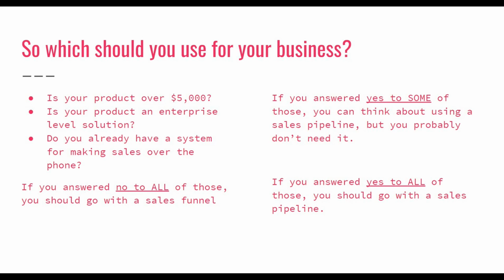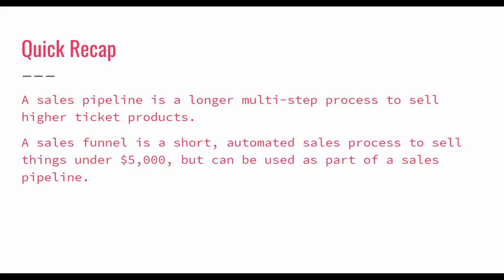Does that make sense? So, quick recap. A sales pipeline is a longer multi-step process to sell higher ticket products. A sales funnel is a short automated sales process to sell things under $5,000, but can be used as a part of a sales pipeline. So, you ready to build your sales funnel?